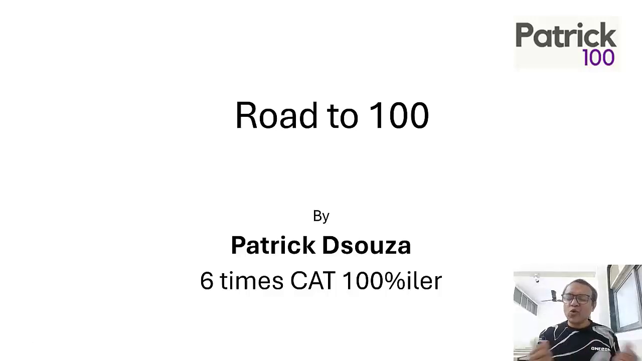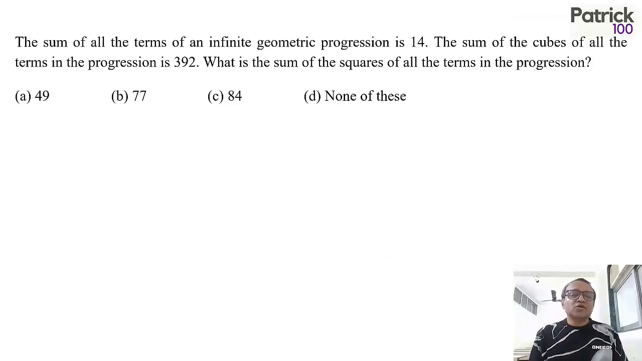Here we are looking at a few sums and looking at good approaches of how to solve them in the best possible manner. So the sum of all the terms of an infinite geometric progression is 14. The sum of the cubes of all the terms of the progression is 392.